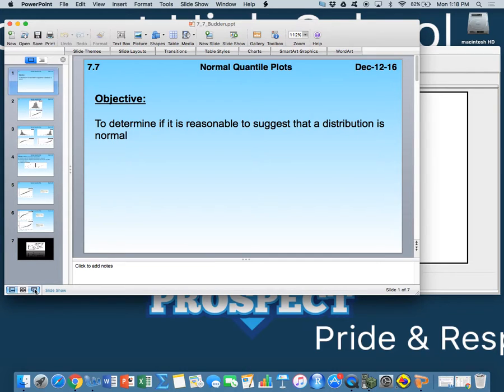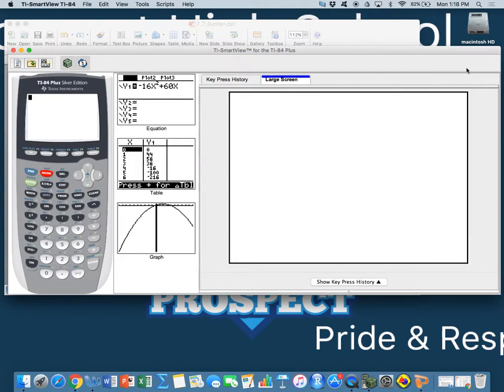Okay, questions? Last thing that you need to be able to do. This is not in your homework tonight, but it is going to come up again. You're going to have to be able to construct a normal probability plot. Your calculator does that for you. So I'm going to show you right now how to do it on the calculator.